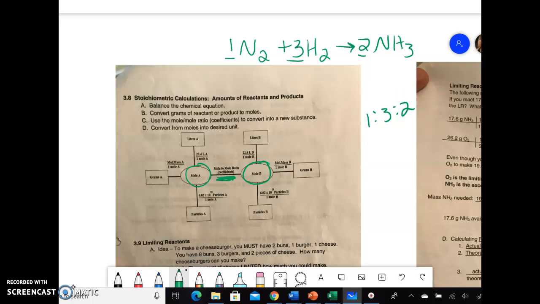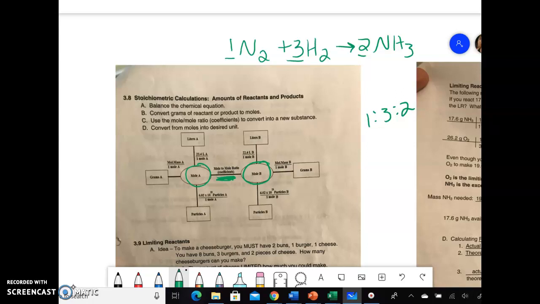So when you mix 2 chemicals together, most of the time one of those chemicals will run out before the other one, and we call that the limiting reactant. So here's the idea. If you want to make a cheeseburger, you have to have 2 buns, 1 burger, and 1 piece of cheese. That's the definition of what makes it a cheeseburger. So let's say that you have 8 buns, 3 burgers, and 2 pieces of cheese. How many burgers can you make?